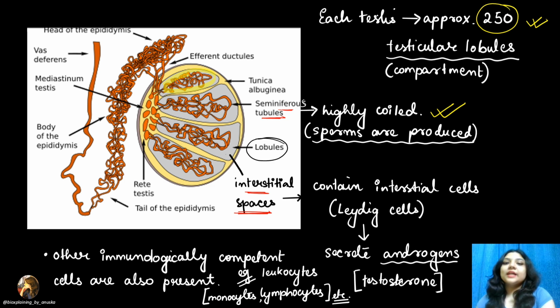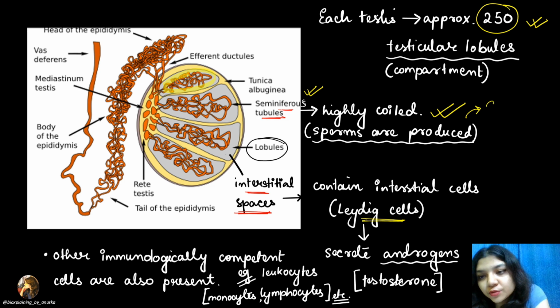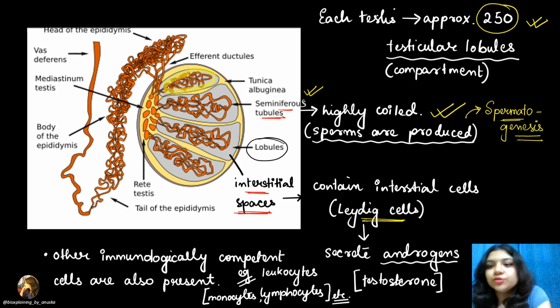Okay, so what did we see? That is, each testis is divided into around 250 compartments or lobules, and inside each lobule there are seminiferous tubules and Leydig cells or interstitial cells. So function-wise, seminiferous tubules, what is the function? They will produce sperms, and this process of sperm production is known as spermatogenesis. Production of sperms, spermatogenesis.